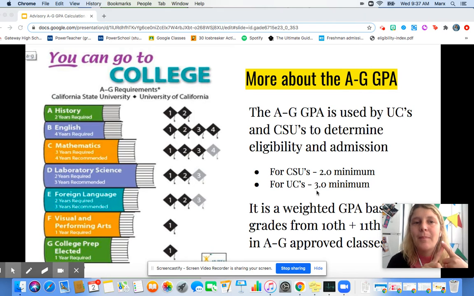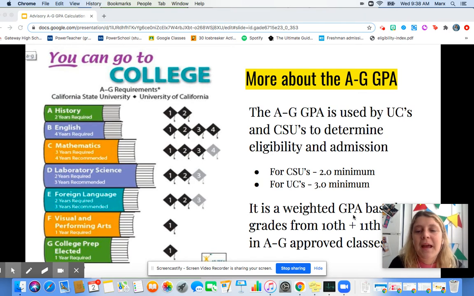So if you meet the minimum requirements to apply, and then also admission. So if they want to admit you to their school or not. And for CSUs, you need a 2.0 minimum to be eligible to apply. For UCs, you need a 3.0 minimum to be eligible to apply. And that is of the A through G GPA, not the cumulative GPA, okay?